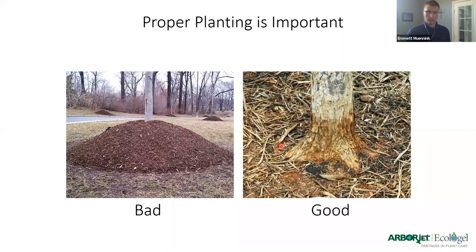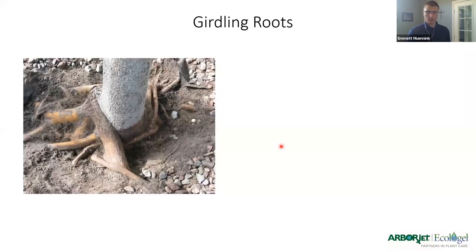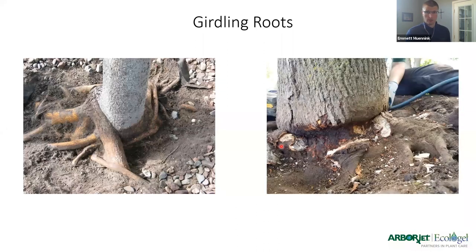You need to see that root flare. Because what happens when you're not able to see the root flare is you're going to end up with girdling roots. And if you don't address those girdling roots when the tree is young, you're going to have to address them when the tree is big. A lot of times these don't get addressed and you'll just see the trees lodged over after a thunderstorm, because the root wins. It's going to girdle into that stem and choke the tree off.